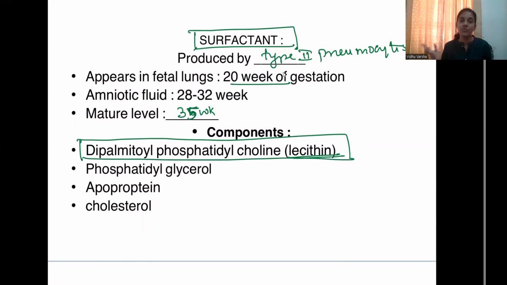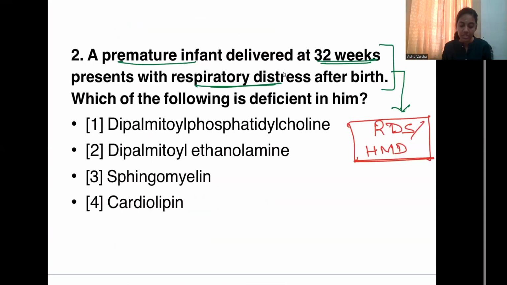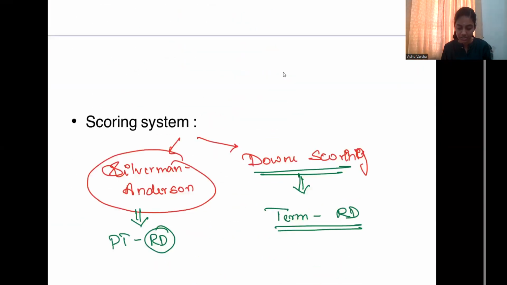So the question can be which of the following is deficient. They can ask either as dipalmitoyl phosphatidylcholine or they can ask it as lecithin also. So please don't get confused in that. Which of the following is deficient in this question? It is dipalmitoyl phosphatidylcholine, which is lecithin, that is deficient in this child, which is the main component of your surfactant. Okay, we finished our second question.